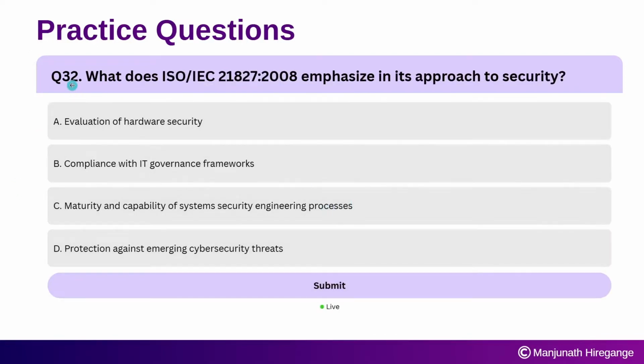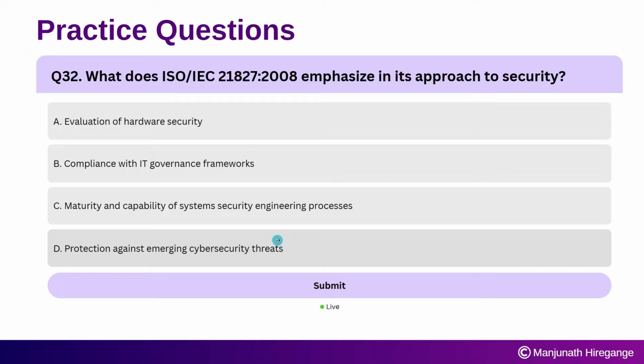So here is question number 32. What does ISO IEC 21827 emphasize in its approach to security? Your options are: evaluation of hardware security, compliance with IT governance frameworks, maturity and capability of system security engineering processes, and protection against emerging cybersecurity threats. So, what is the right answer?